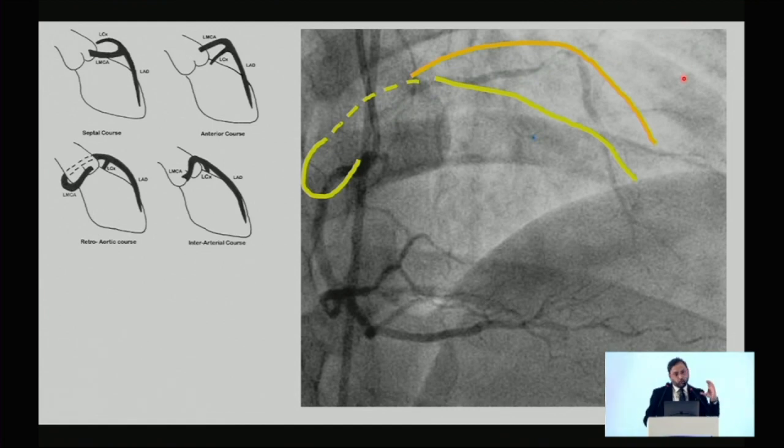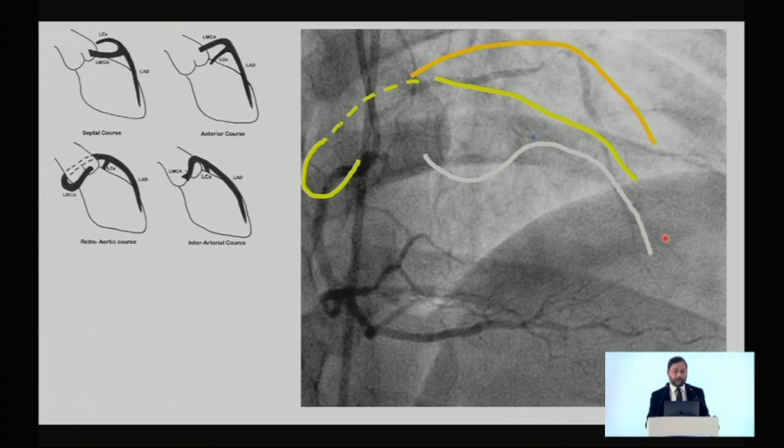If it makes a U in the left lower quadrant of your frame, then it's a retro-aortic course. It goes retro-aortic and then comes back down again. You can see it here. If it makes a U in the right lower quadrant like this and then takes a bend up and comes down, it is the septal or the myocardial course.